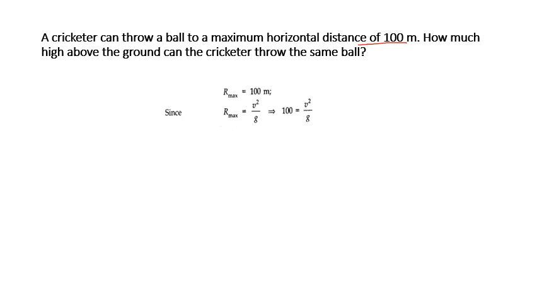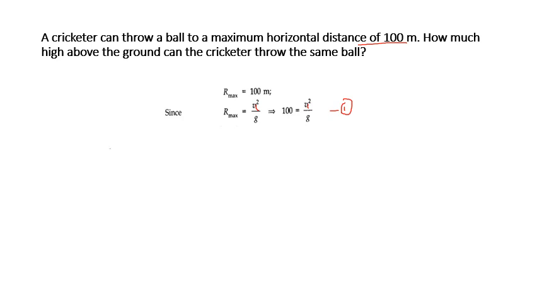So what is the formula for maximum horizontal range? U squared by g, isn't it? So 100 is equal to U squared by g. Let me take this equation as number 1. So what is your task? How much high above the ground can the cricketer throw the same ball? So height is your question. Maximum height is your question.